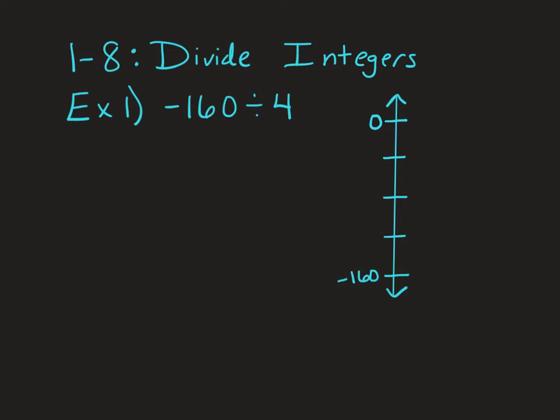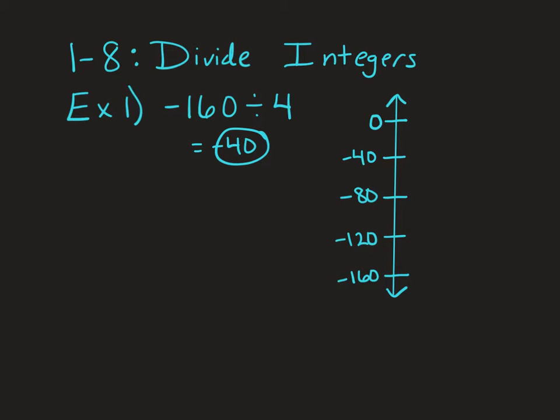We know that we're dealing with the number negative 160 and dividing it into 4 equal parts. So we're trying to figure out what these numbers in between are. You might recognize that each part would have to be negative 40, with intervals of 40 between each marking. That tells us that this is negative 40.